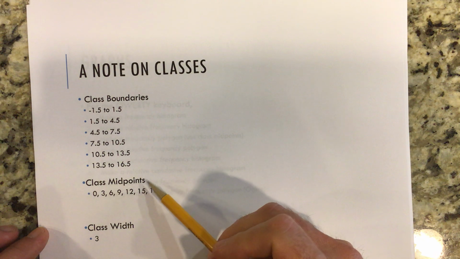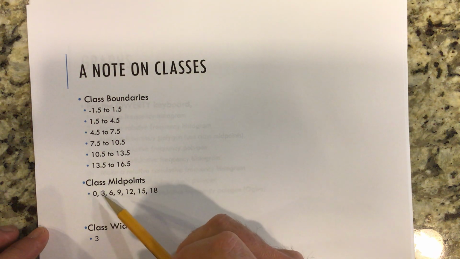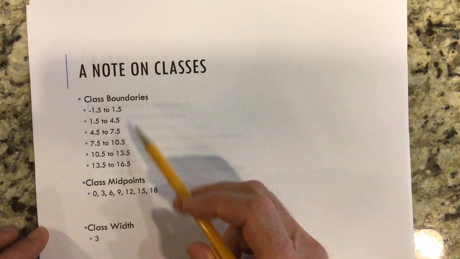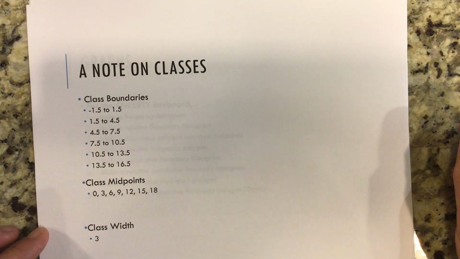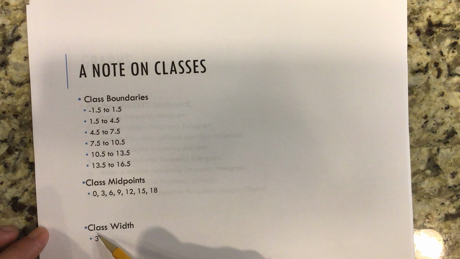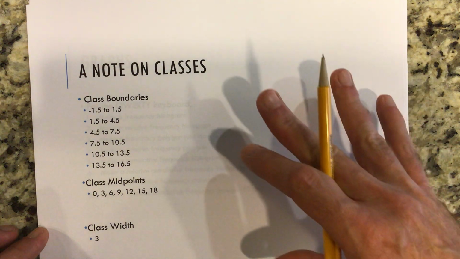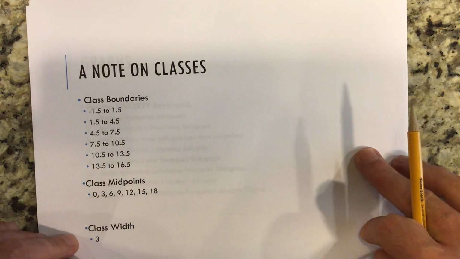Okay. You might be asked about class midpoints. That's pretty self-explanatory. That's the middle of each class, or in other words, the middle of each bar after you've drawn your histogram. And you might be asked, well, what's the class width? In this case, we set our class width to be 3. If we had set our class width to be 1, we would have had too many classes, right? We'd have too many bars in our graph. So we chose a class width of 3, so we would have 5 or 6 classes.